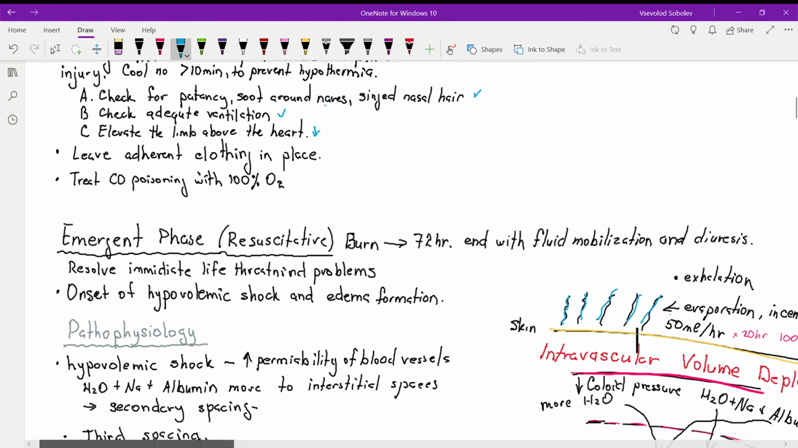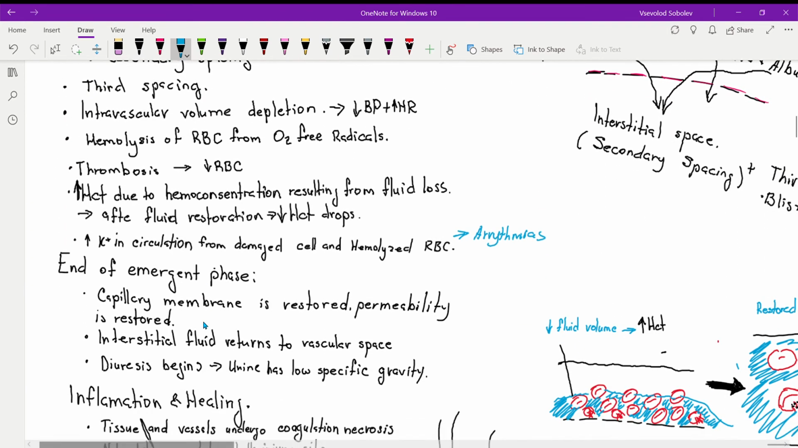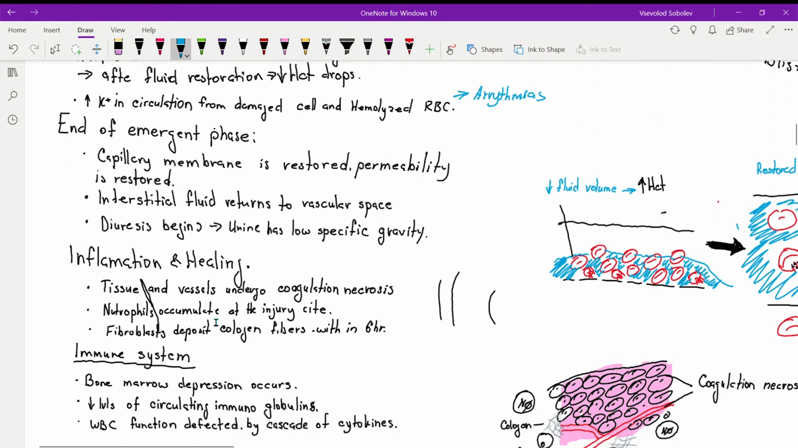Okay, let's continue. So that's all pathophysiology. The end of the emergent phase is when the capillary membrane is restored, permeability is restored, interstitial fluid remains in the vascular spaces, diuresis begins, and urine has low specific gravity.